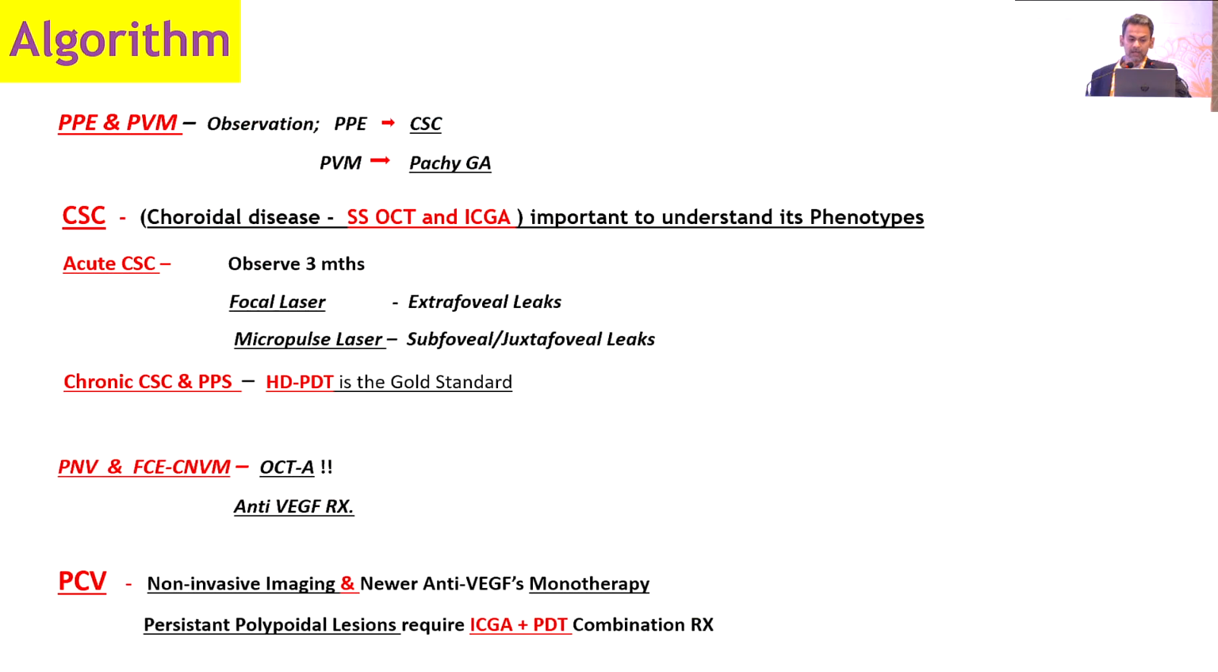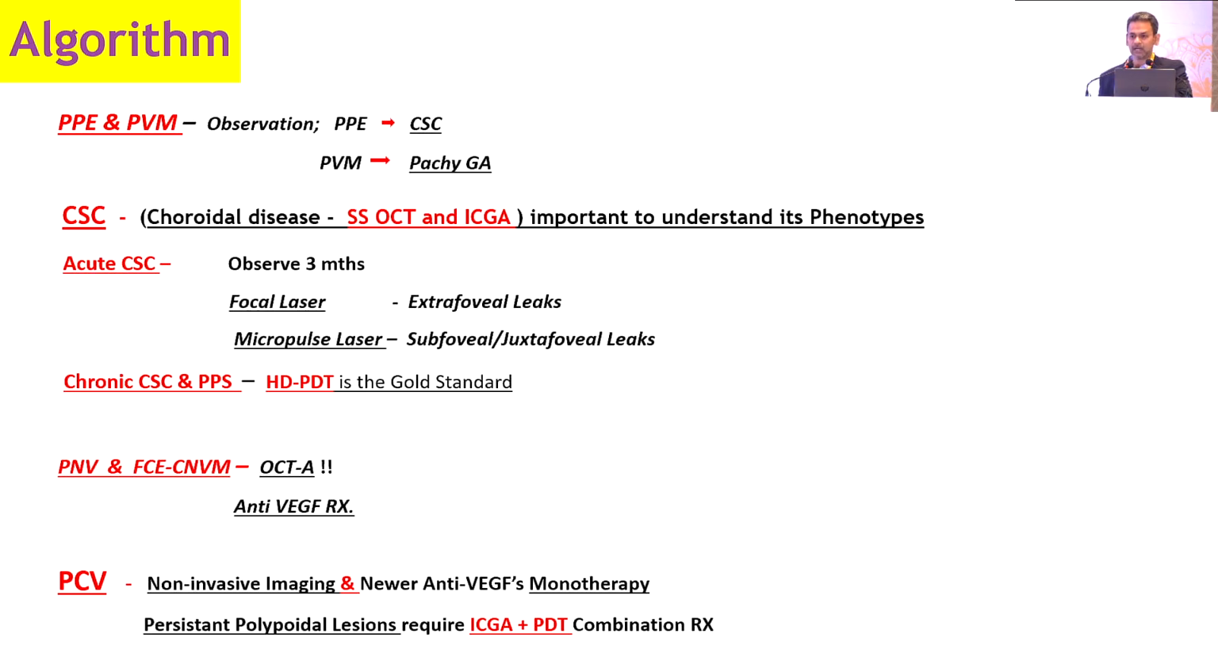So the algorithmic approach would be, if you see a PPE or PVM, that is pachychoroid pigment epitheliopathy or pachyvitelliform maculopathy, observation is sufficient. It should be kept in mind that PPE can proceed to CSC, and pachyvitelliform maculopathy can proceed to pachygeographic atrophy. So these patients should be aware and should be on periodic follow-up.